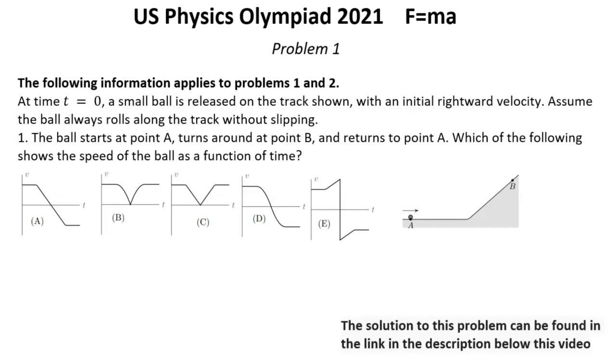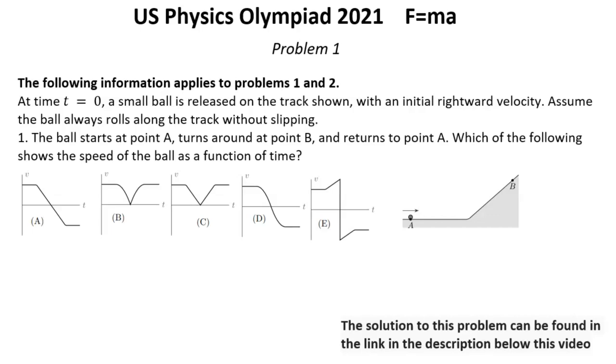The following information applies to problems 1 and 2. Problem number 1. At a time t equals 0, a small ball is released on the track shown with an initial rightward velocity. Assume the ball always rolls along the track without slipping.